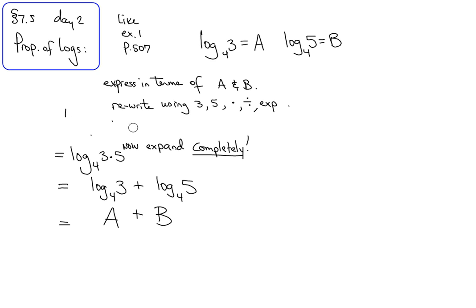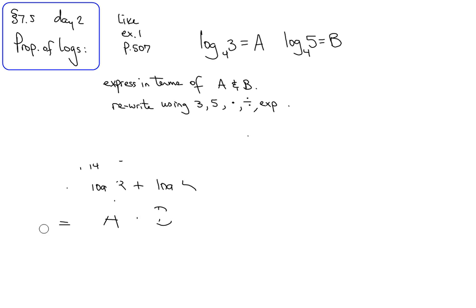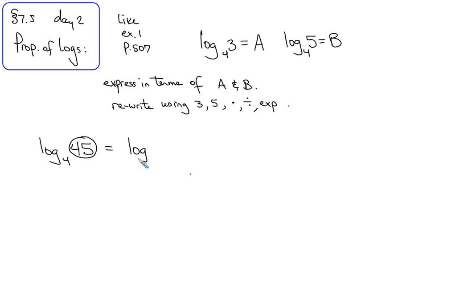But the process is the same. You just have to think about how to use those numbers. So what happens if we have log base 4 of 45? How do I rewrite just the 45 using 3's, 5's, multiplication, division, or exponents? Good. Log base 4 of 3 squared times 5.